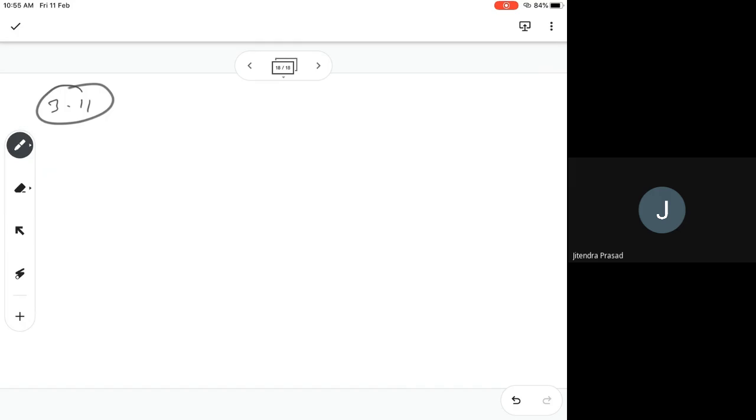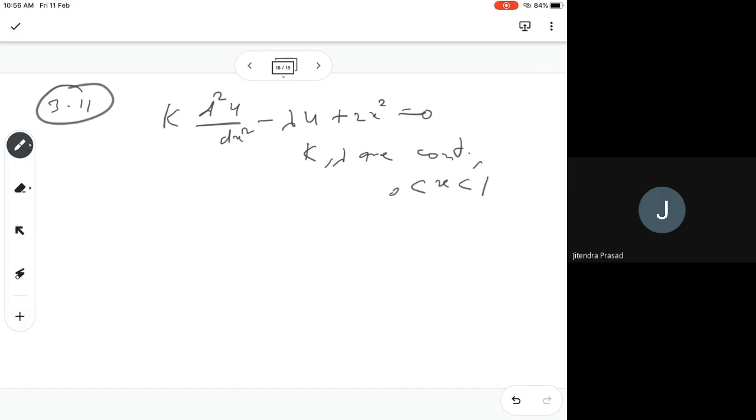The strong form, which is given, is k d square u dx square minus lambda u plus 2x square equal to 0. Kappa and lambda are constants, and x varies from 0 to 1, subject to u(0) equal to 1 and u(1) equal to -2. Now you tell me what difficulty you are facing.